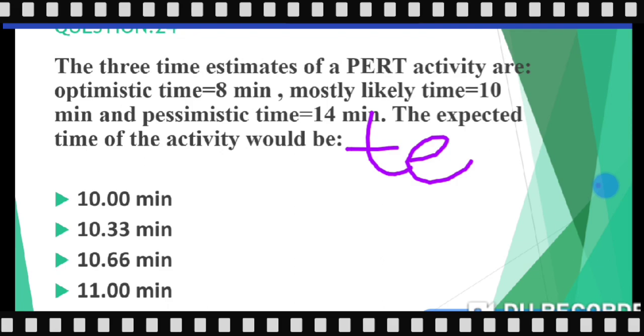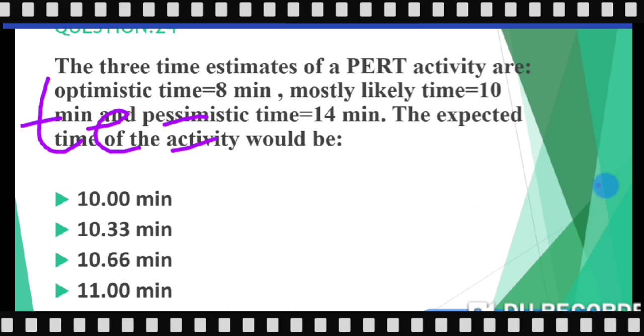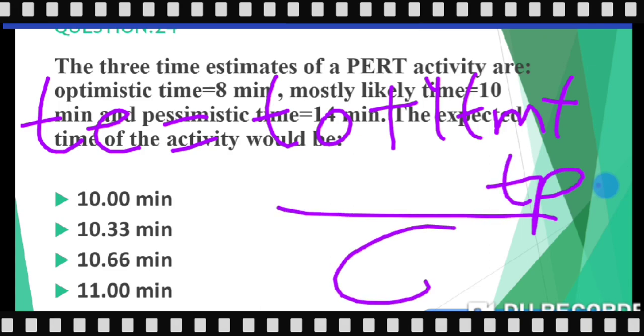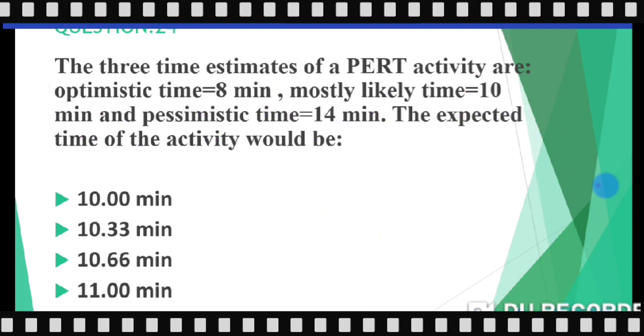So we have a formula to calculate expected time. What is the formula for that? Its formula is TE is equal to T optimistic plus 4 times T most likely plus T pessimistic, divided by 6. We can apply the formula when we put the values. So you can see the answer here.